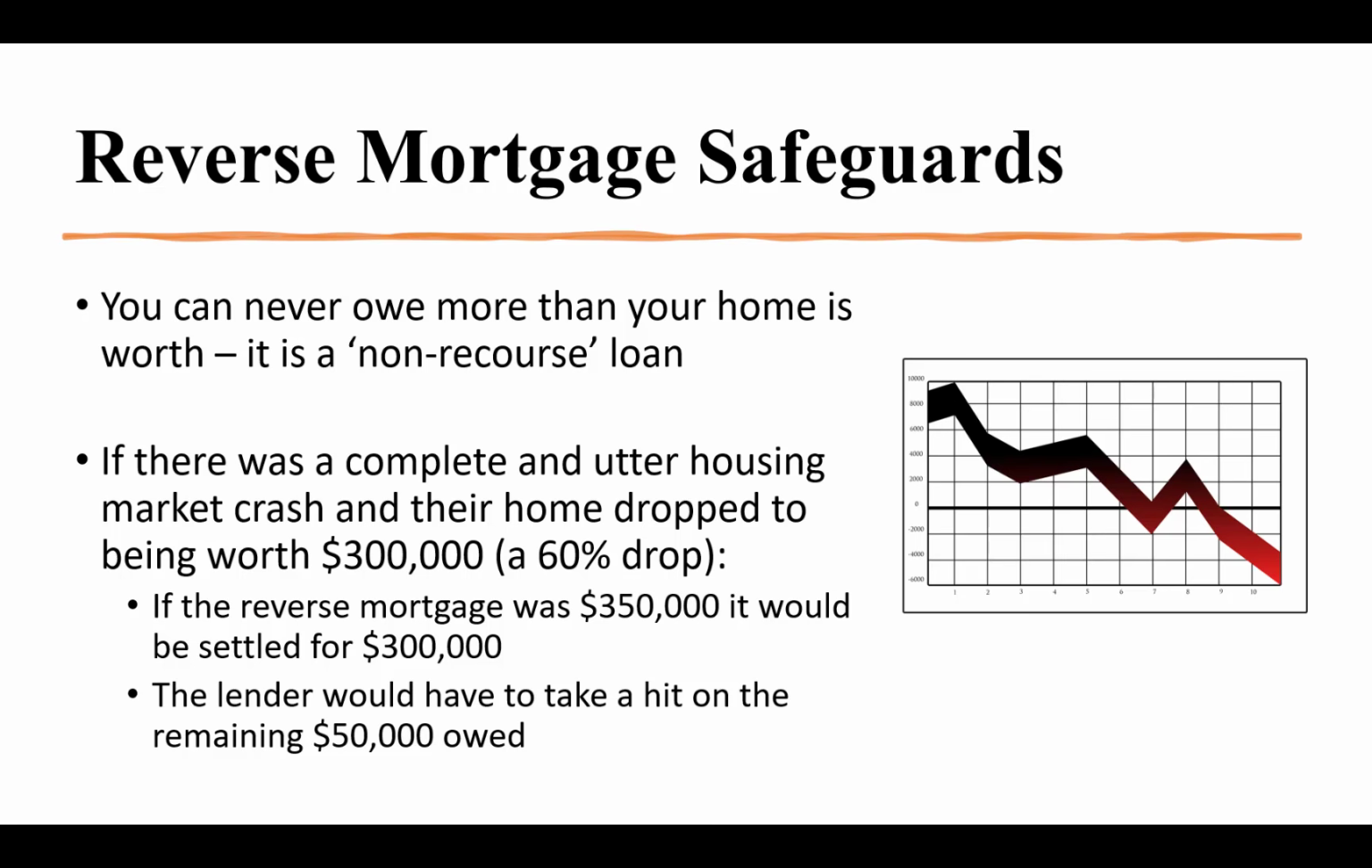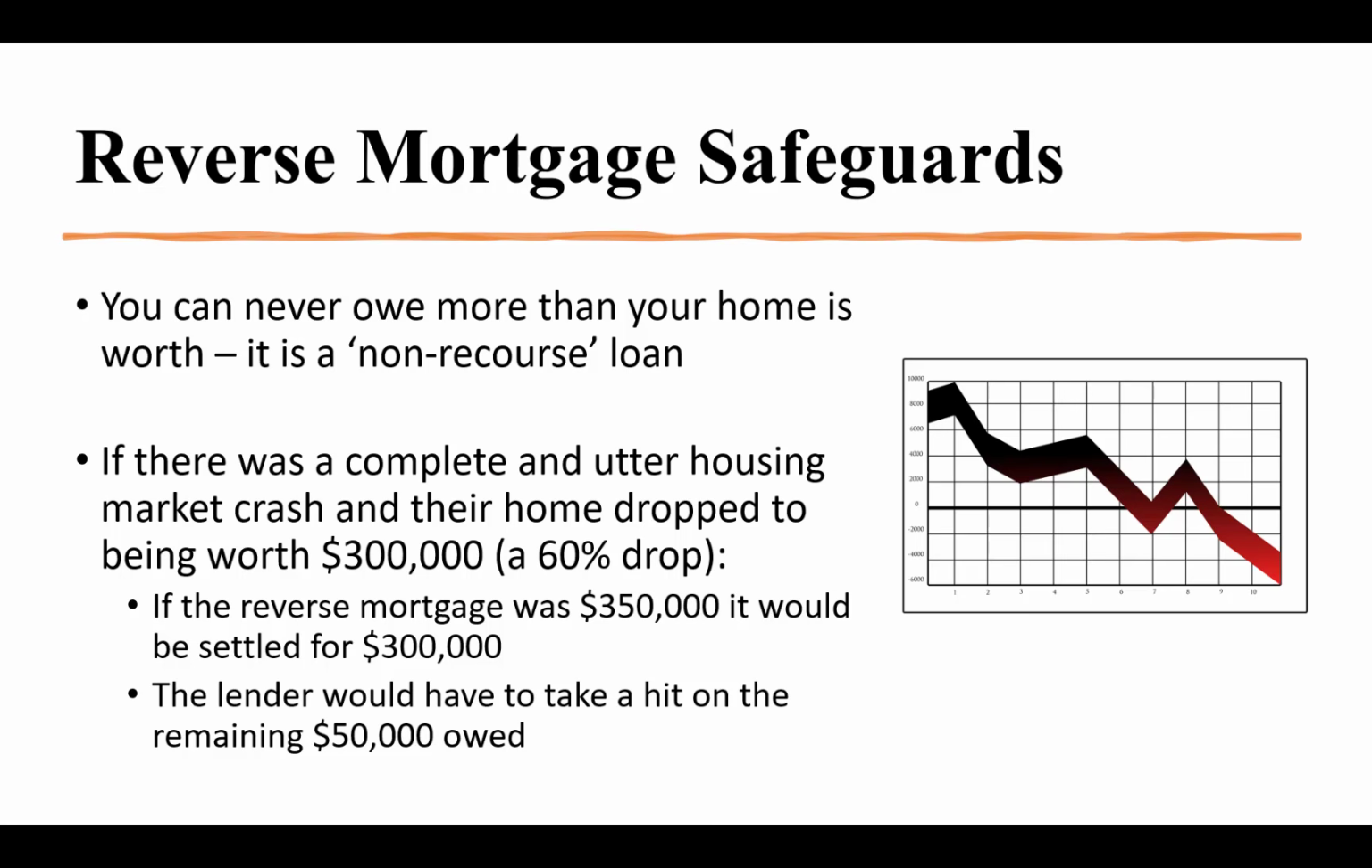So let's say they passed away and then it came time to settle the mortgage and the estate had to sell the home, settle the mortgage. They got $300,000 for the home. The mortgage is $350,000. The lender would have to take a hit on the remaining $50,000 owed, and they don't get that money. So it's a non-recourse loan. There's no recourse for them to collect that money.